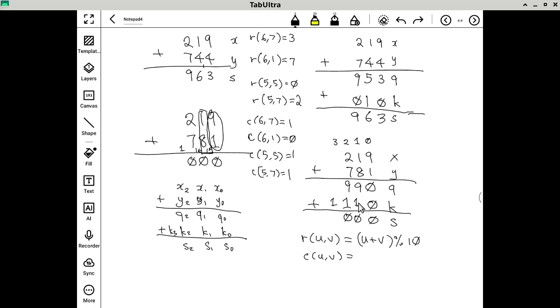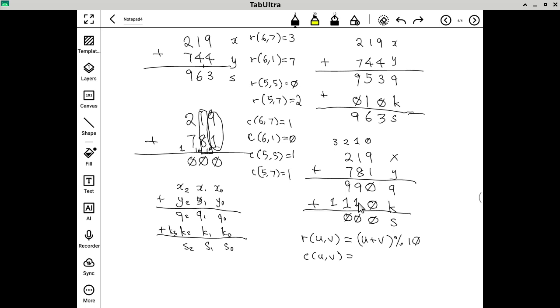Say again? Mod does not get you the answer because mod gives you the remainder, which we have already used up here. Mod? Nope. Mod is not going to save you. Division will save you. Okay, so u plus v divided by 10 will actually give you the correct answer because that division is an integer division, so it works.